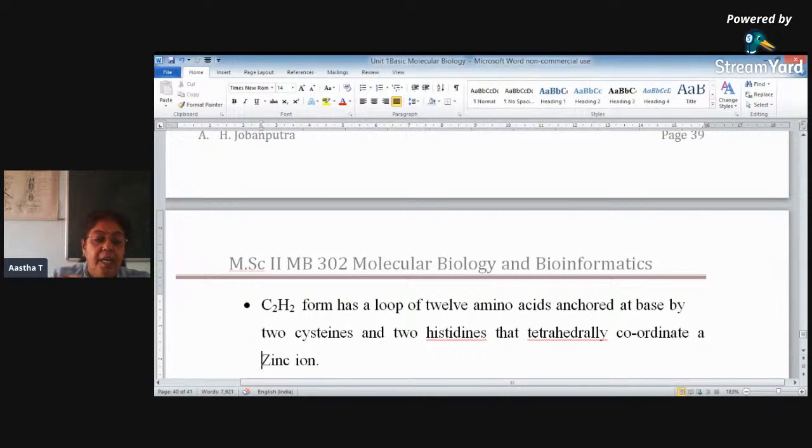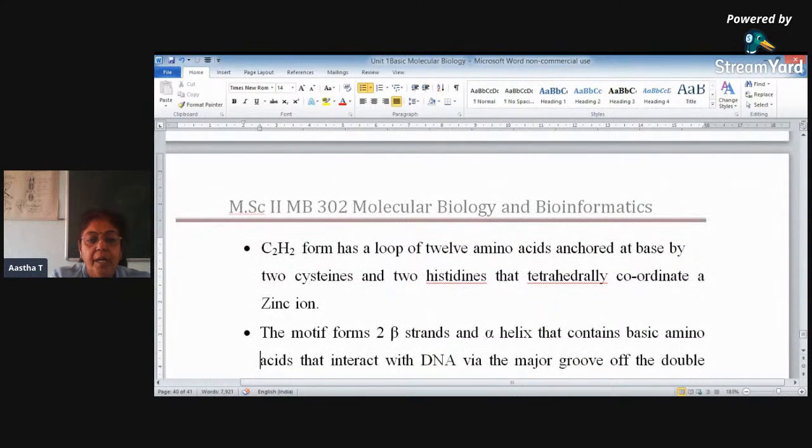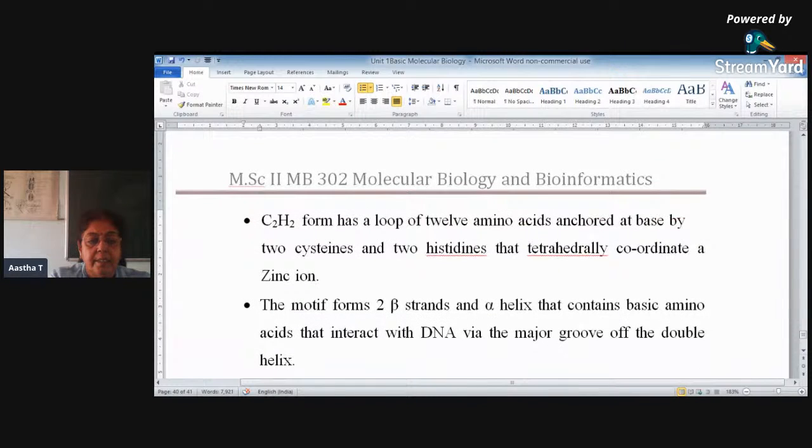They form a tetrahedral structure, with two cysteines, two histidines and zinc in the middle. So they form this tetrahedral structure around the zinc ion. And it involves a loop of 20 amino acids. This motif forms two beta strands and one helix.